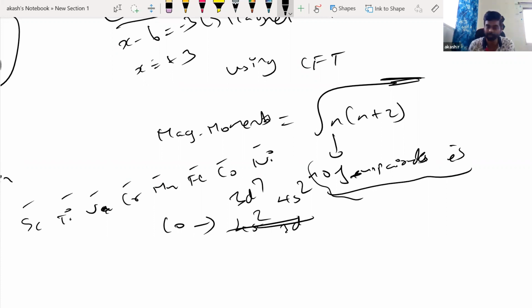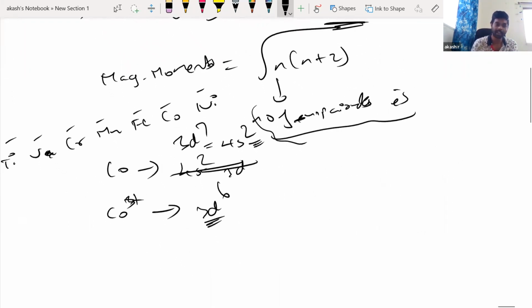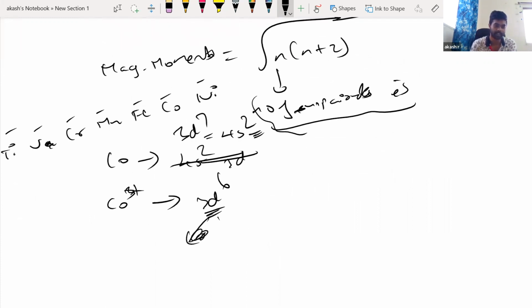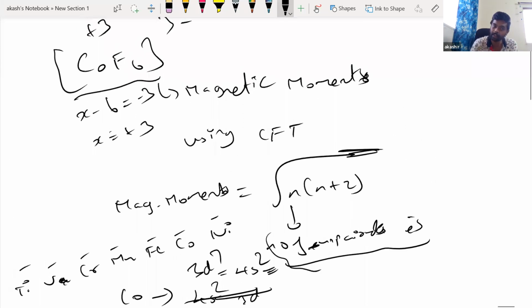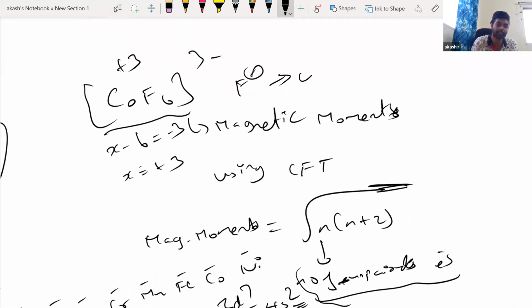3d7 4s2. Now we say it's cobalt 3 plus. That means 2 electrons from the 4s and 1 electron from the 3d are removed. All that we have is 3d6. So if you have 3d6, you have to write this in terms of t2g and eg. Let me draw the orbitals: 1, 2, 3, 1, 2. Now we have to decide what kind of ligand we have. We understand F minus is a weak field ligand.